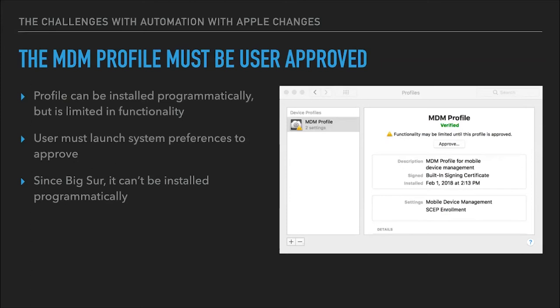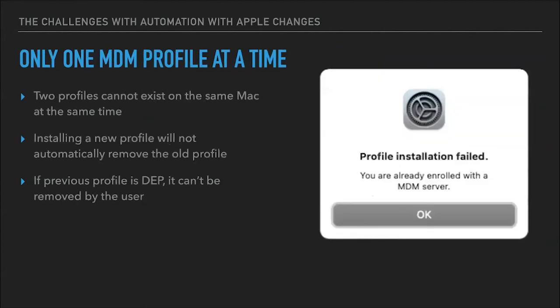First of all, the MDM profile must be user approved. So even if we just install it programmatically with High Sierra through Catalina, the user needs to go into the system preferences profile pane in order to approve that MDM profile. And until that time, they have limited functionality. And then since Big Sur, like I said, they took away the ability to install it programmatically altogether.